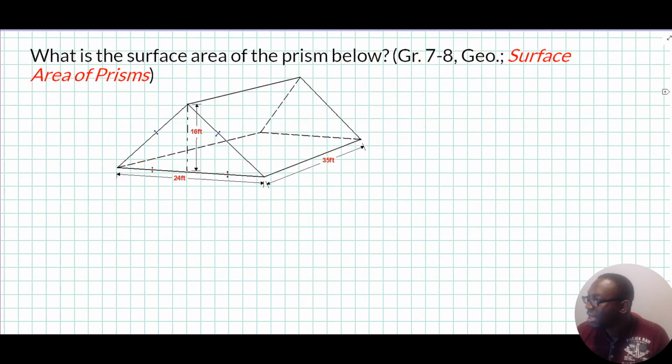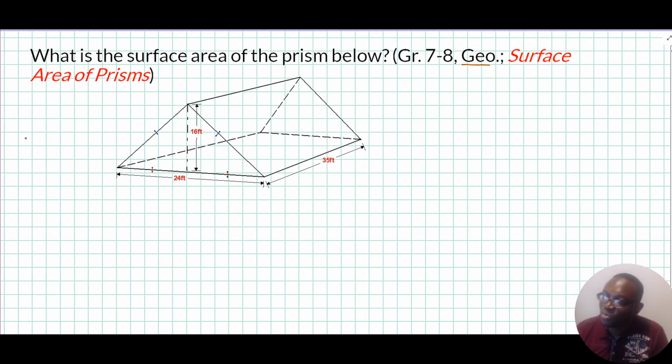All right, let's go to the next question. This question was sent to me at the end of our session yesterday from a 10th grader, and I think they're in geometry. So I want to go ahead and show you how to do this. We're looking for the area of the prism below.